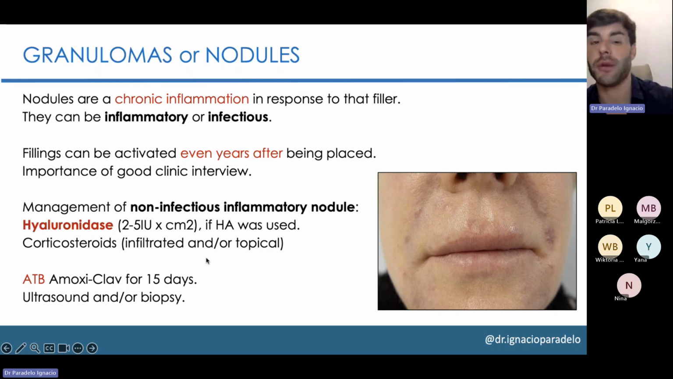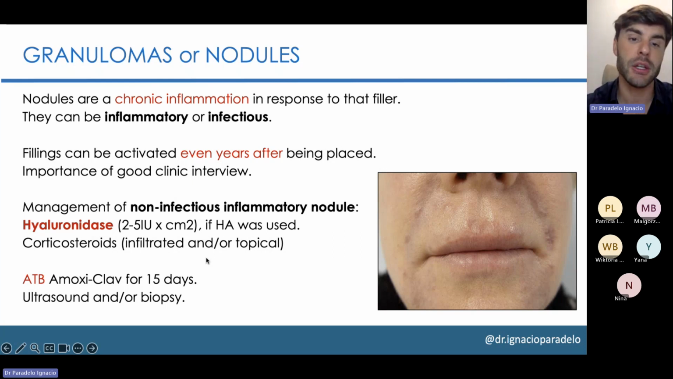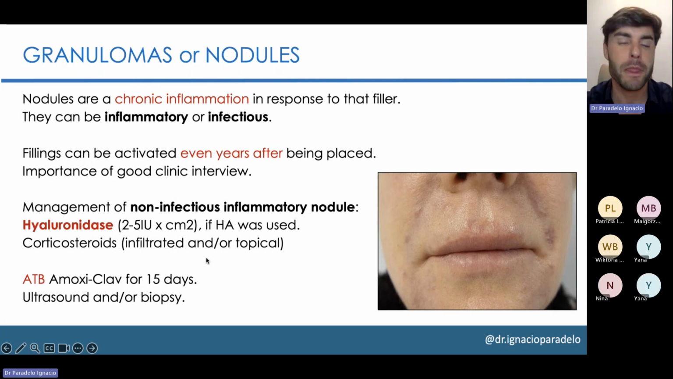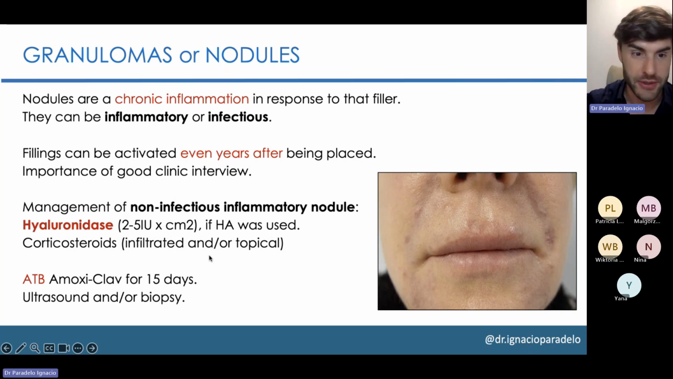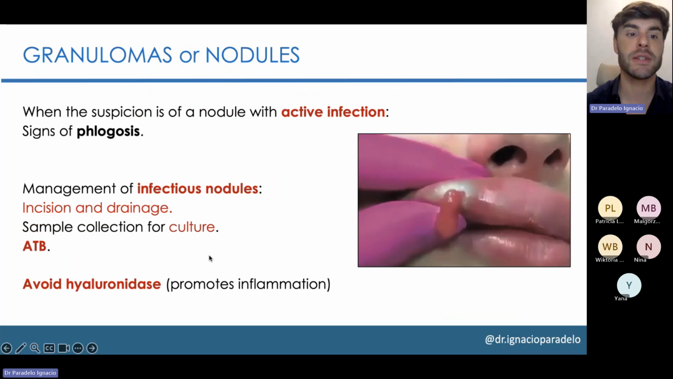To manage a non-infectious inflammatory nodule, we can use hyaluronidase in low doses, 2 or 5 international units, if we used hyaluronic acid, because if we used another product, we cannot use hyaluronidase. And if it's needed, we can use infiltrated corticosteroids and/or topical corticosteroids. We usually don't need them in non-infectious inflammatory nodules, but sometimes we can use antibiotics or also an ultrasound or a biopsy. When the suspicion is of a nodule with an active infection, we will see signs of phlogosis.